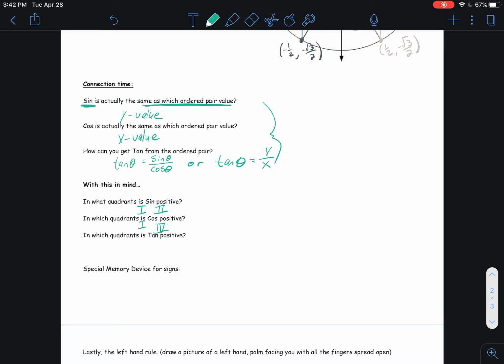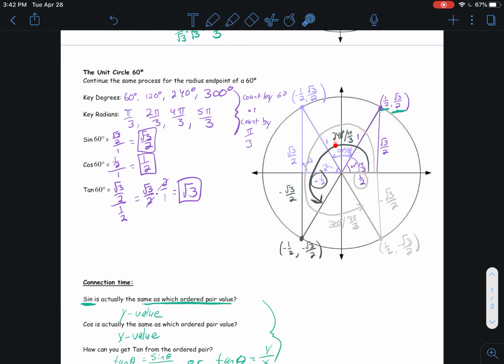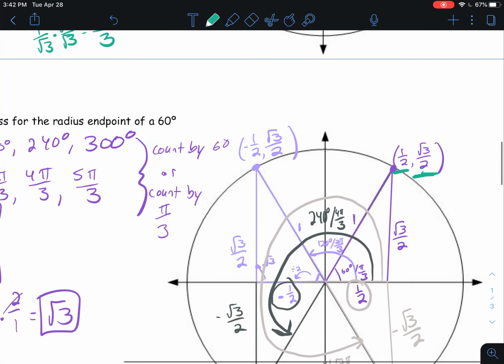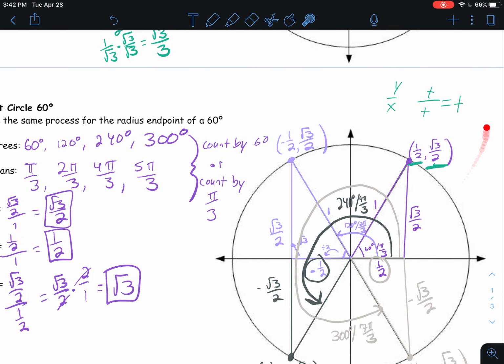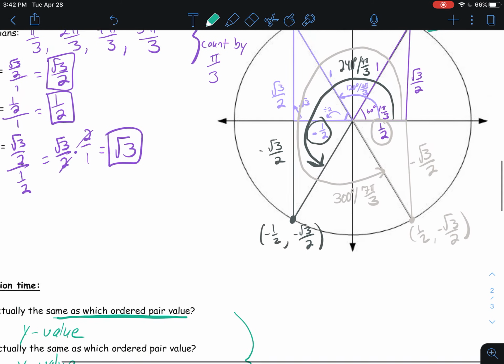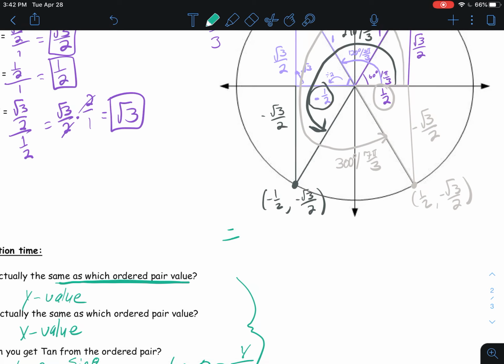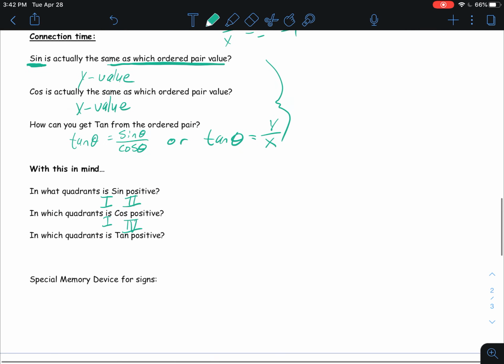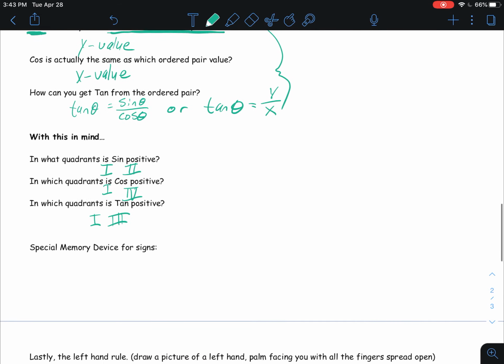And then in which quadrant is tangent positive? Tangent is going to always be positive in this first quadrant, right? Because tangent is always just y over x. So a positive divided by a positive gives us a positive. So that's what the first quadrant looks like. In the third quadrant right here, we have negative divided by negative, if we had y over x, which would equal a positive. So then in the first and the third quadrants, tangent is positive.